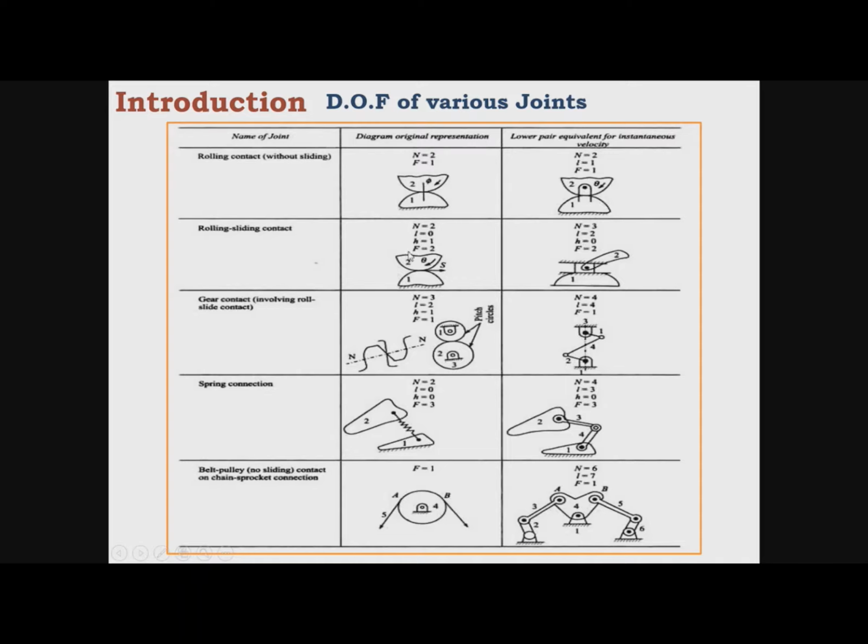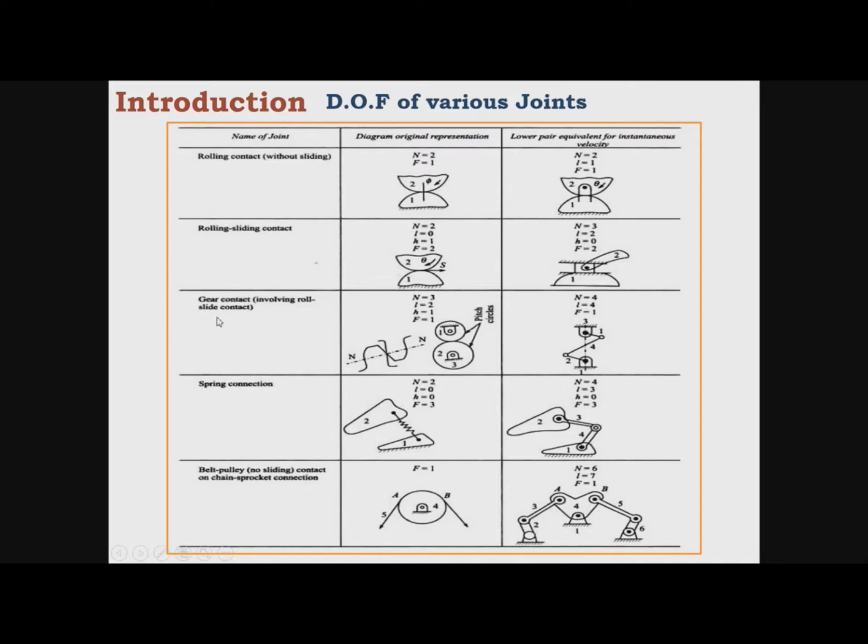Rolling sliding contact. Since sliding is permitted, slip is permitted, we have a higher pair. Hence 2 links, no lower pairs, 1 higher pair, the degree of freedom is 2. An equivalent mechanism is shown in this figure.